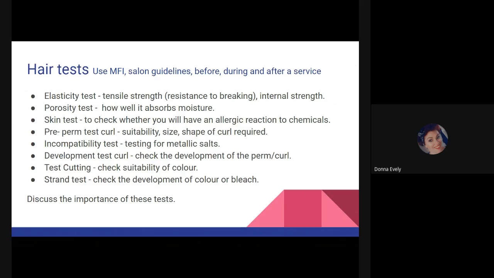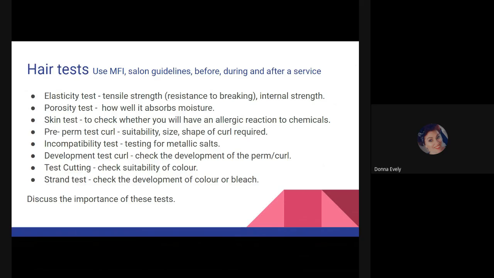Incompatibility test. This is when you're testing for metallic salts. So things like natural henna that you'd use on the hair, colouring wise, that would react. What you're using is 20 ml of liquid peroxide with a couple of drops of ammonia or perm solution in this. The reaction you're looking for is either it will get warm, bubbly, and it will fizz, okay? But you're just looking for some sort of reaction. If that does happen, you will not be able to carry out anything. So there'll be no perming, no colouring, because there is metallic salts in it and that would react.